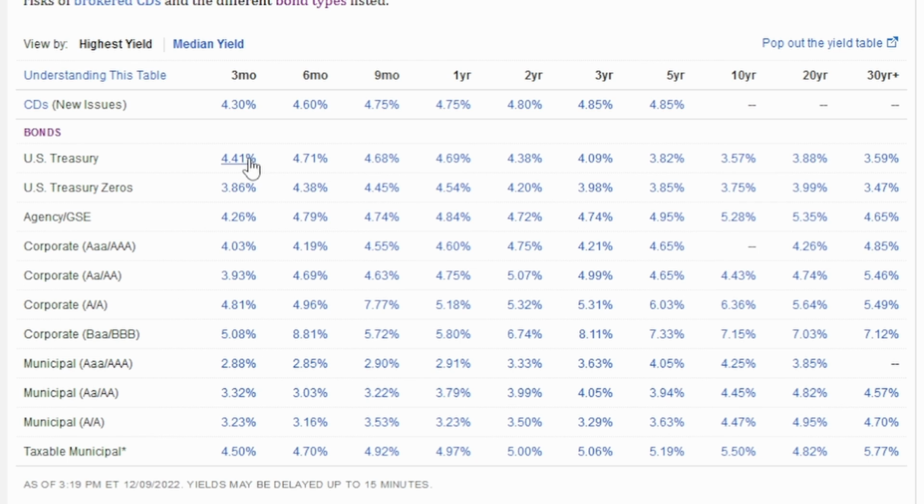US Treasuries, 3 months, 4.4, corporate AAA, 4, AA, 3.9, corporate AA, 4.8, and CDs, 3-month CDs, 4.3%. So that is not bad at all compared to buying Treasuries. The only difference in the CDs is that you are locked in, whereas if you buy the Treasuries and you want to sell it before the 3 months is up, you can sell it in the marketplace.